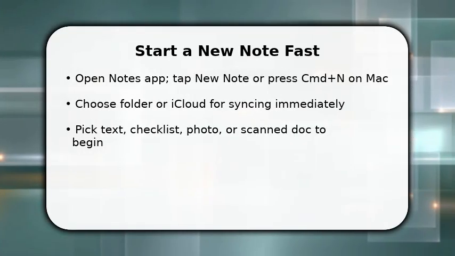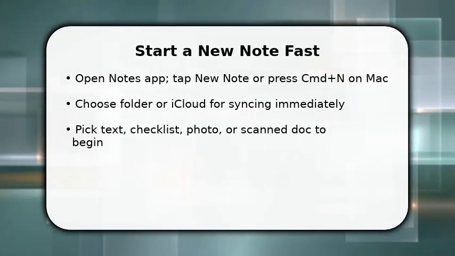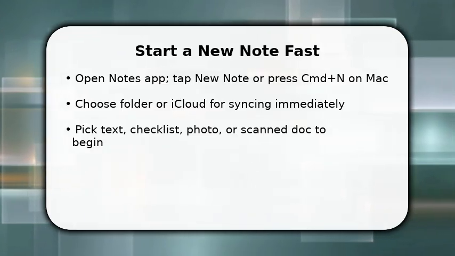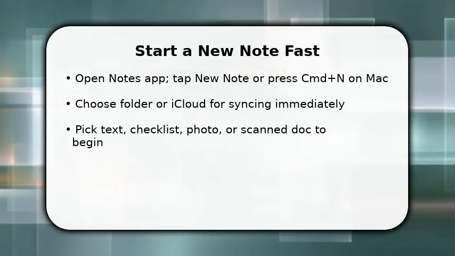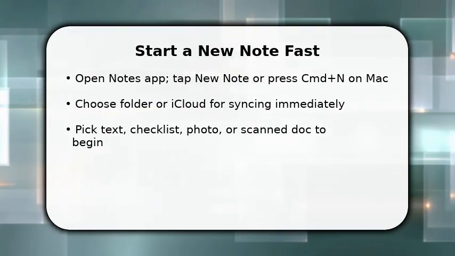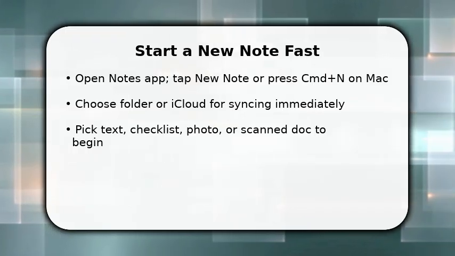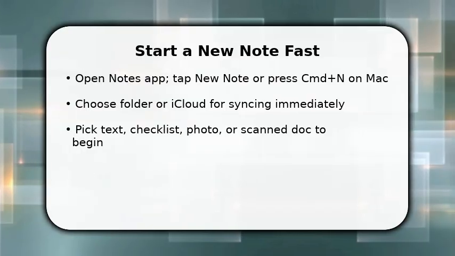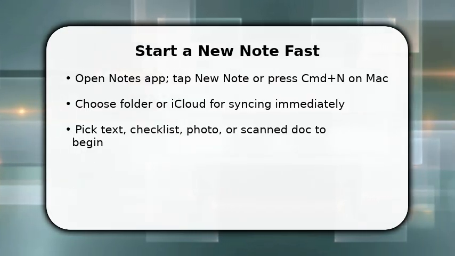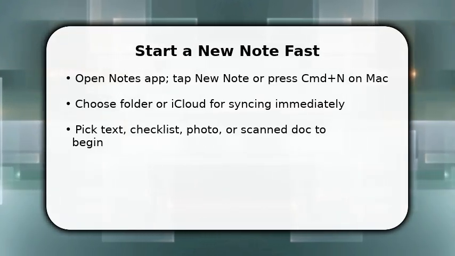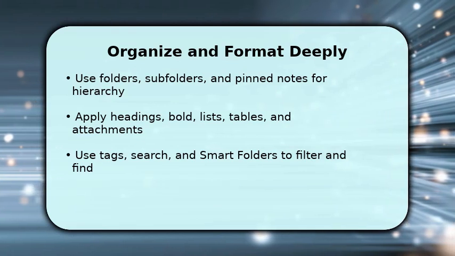You begin by creating a note quickly so content doesn't get lost. Open Notes and tap New Note or press CMD+N. Choose a folder or iCloud to ensure syncing across devices. Use the toolbar to add text, a checklist, a photo, or scan a document. Choose what fits your goal. Once done, title it clearly for searching later. Make sure to add tags or a folder to keep things organized from the outset, which saves time when you return.